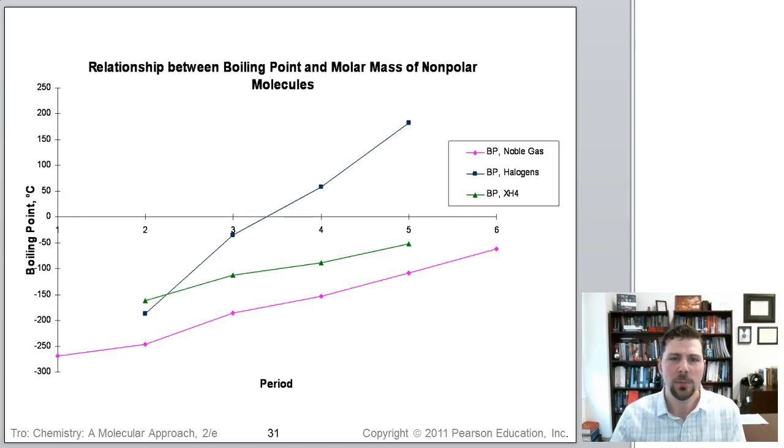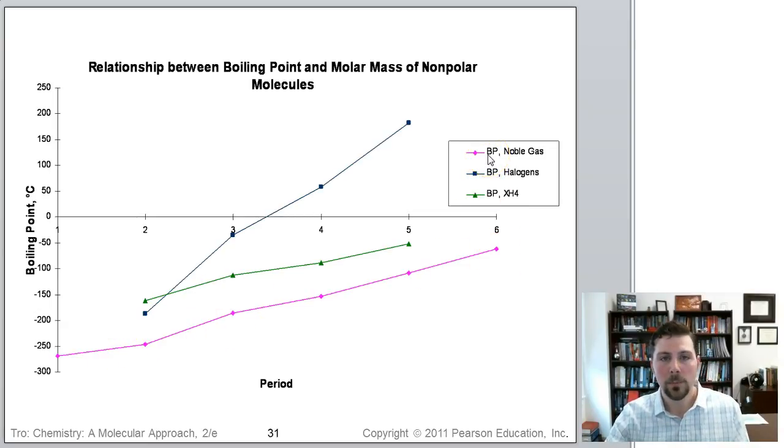Now, here's a relationship between boiling point and molar mass of nonpolar molecules. That means they're not polar. They don't display other intermolecular forces. It's really just dispersion force. And notice the period is increasing as I move to the right, and therefore the molar mass is increasing as I move to the right.